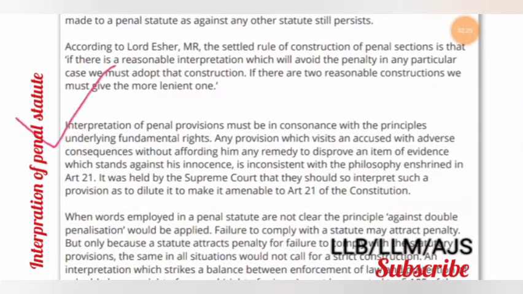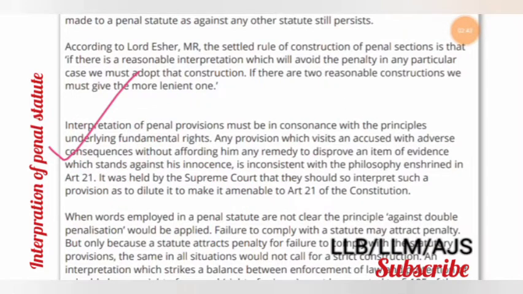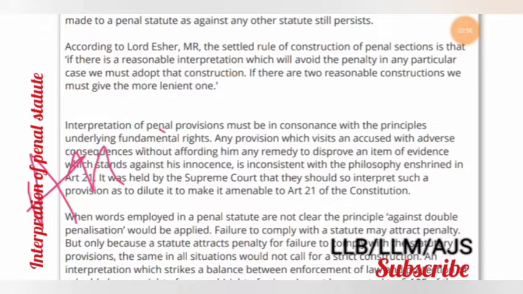Then comes interpretation of penal provisions, which must be in consonance with the principle underlying fundamental rights. Fundamental rights are human rights, as declared in the Universal Declaration of Human Rights. So any provision which visits an accused with adverse consequences without affording him any remedy to disprove an item of evidence which stands against his innocence is inconsistent with the philosophy enshrined in Article 21. Article 21 provides the right to life and liberty. If it is inconsistent, then it must be avoided.